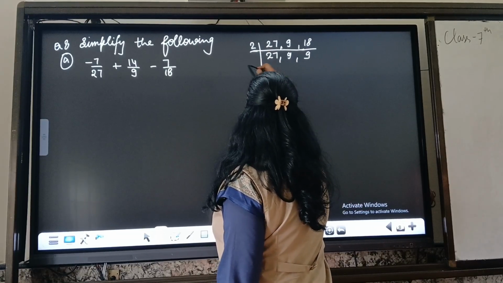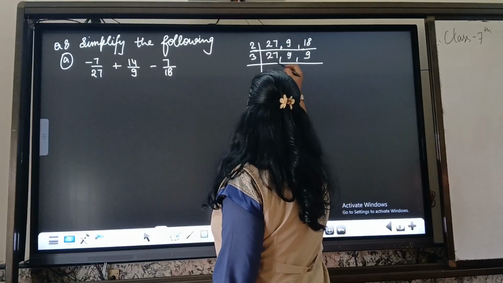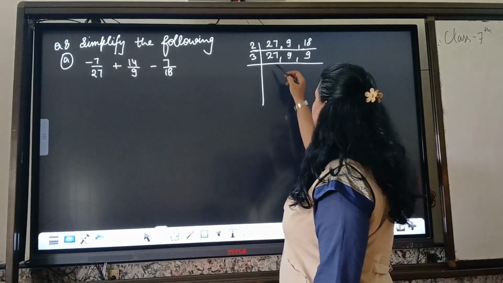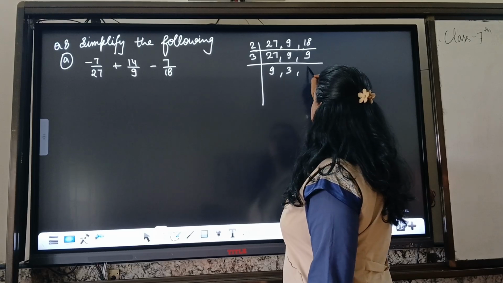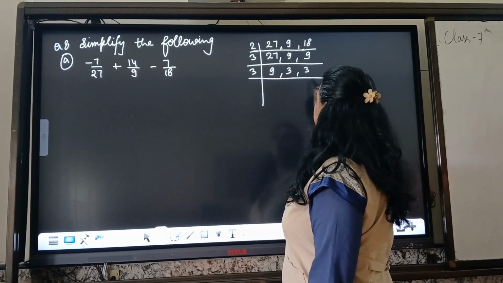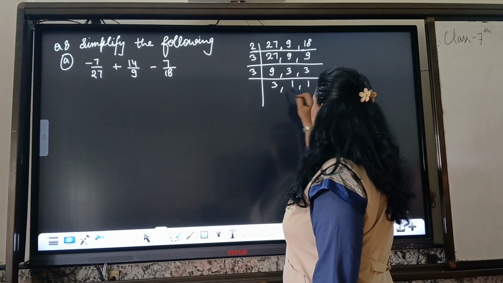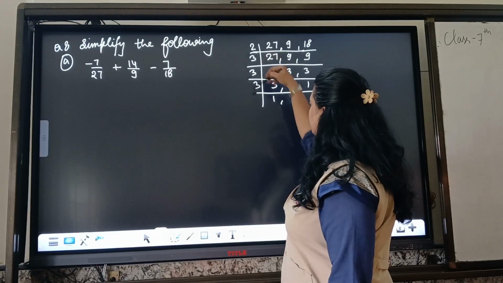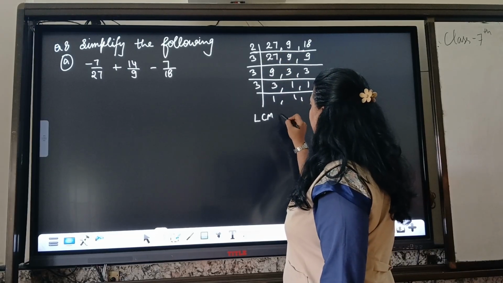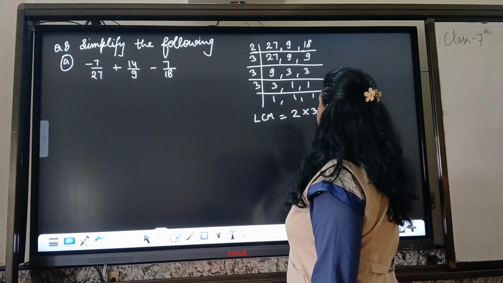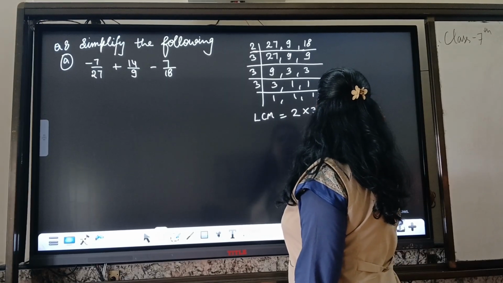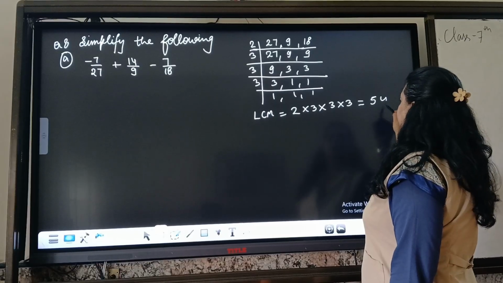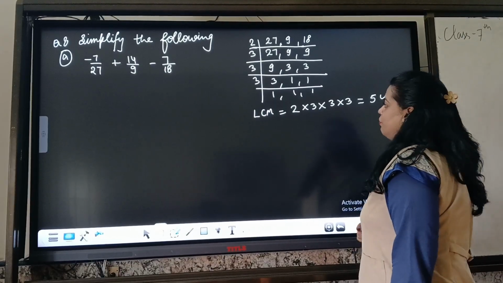Now we are taking 9. The table of 3 we can take now because nothing is an even number. So we are moving towards the table of 3. 3 9s are 27, 3 3s are 9, 3 3s are 9. Again the table of 3, 3 3s are 9, 1 and 1. So what is the LCM now? 2 multiplied by 3 multiplied by 3 multiplied by 3, and it is 54. 2 3s are 6 and 6 9s are 54.